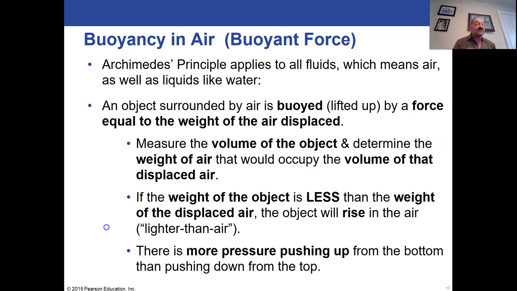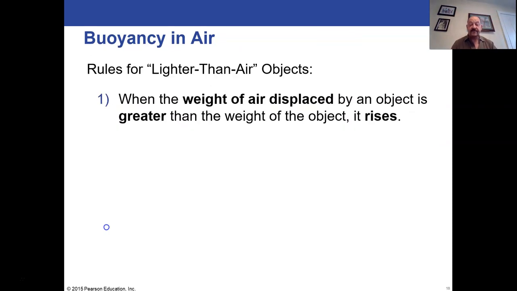It's a small difference, but it is a real difference. So the rules for lighter than air objects are very similar to the rules for lighter than water floating objects in liquids. When the weight of the air, in other words, the buoyant force, is greater than the weight of the object, because it's always two conflicting forces, the buoyant force pushing up and the weight of the object pushing down. If the buoyant force of the air is greater than the weight of the object, it will float up.